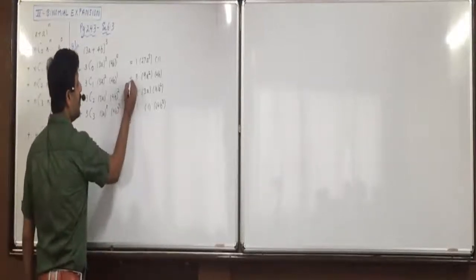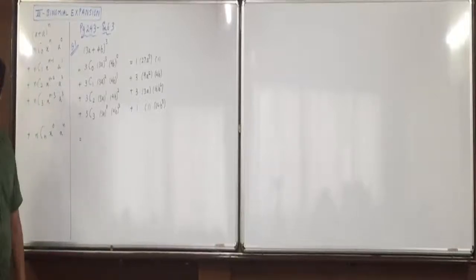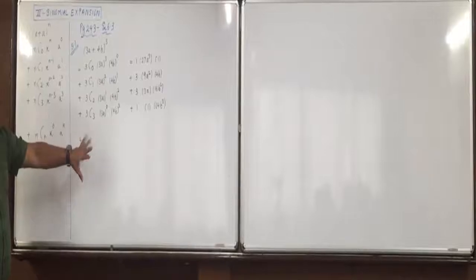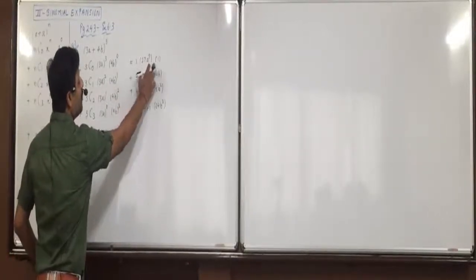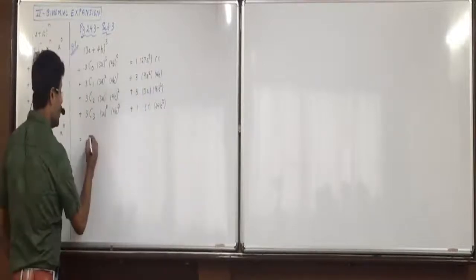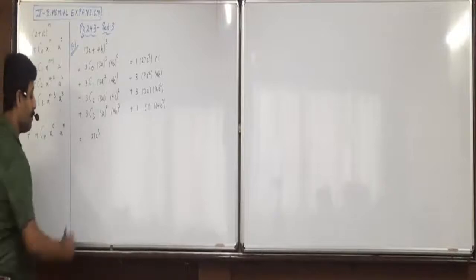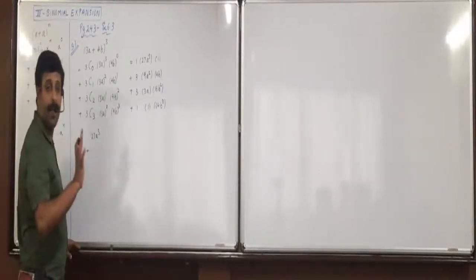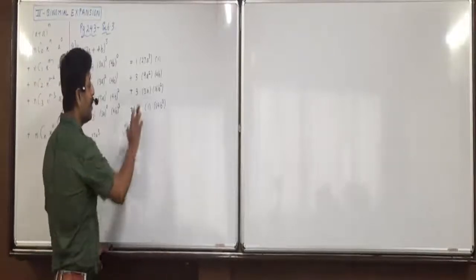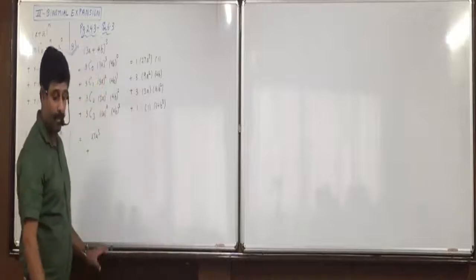In between, everywhere, plus. Anyone who is not with any point up till here? Now understand the last one. 1 into 27a cube into 1 will be 27a cube only. Right? 27a cube. Plus. Now see here. Listen carefully. First constants. 3 into 9, 27 into 4, 108. Good.